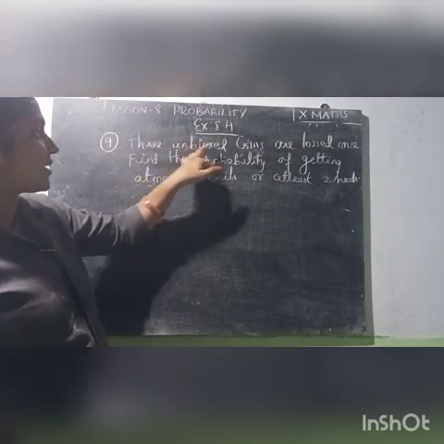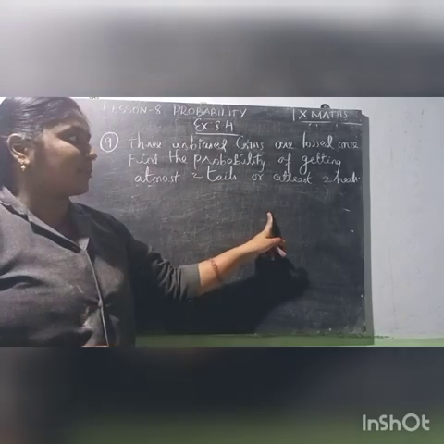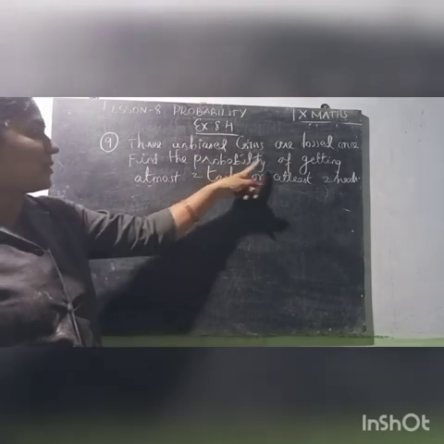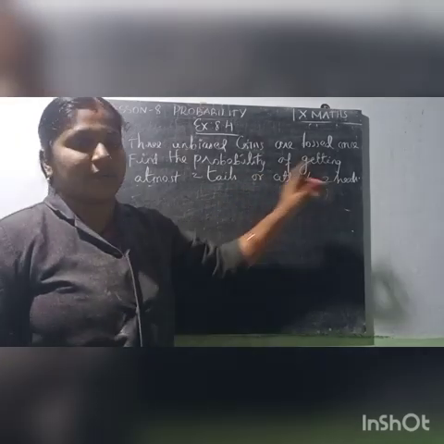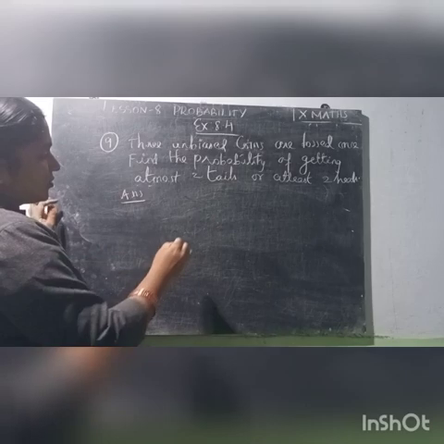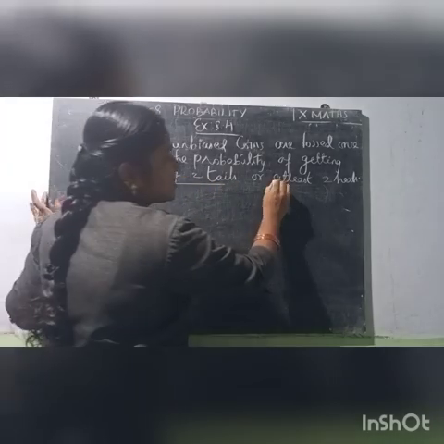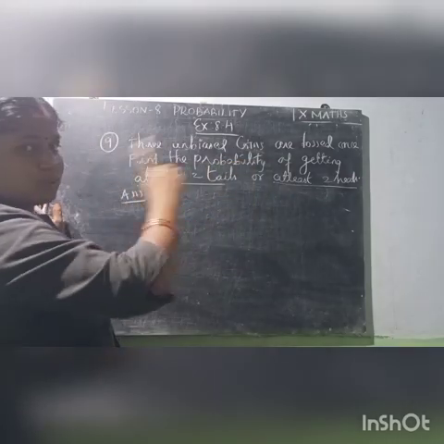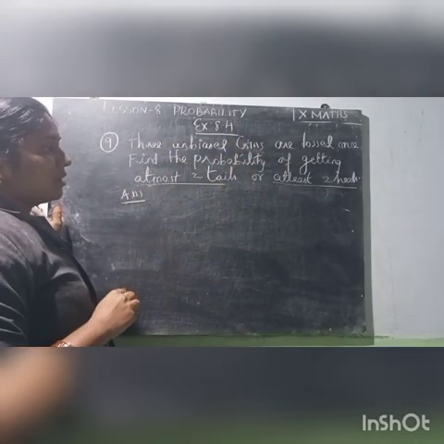See, 3 unbiased coins are tossed once. So we have to write the 3 coin sample space now. Find the probability of getting at most 2 tails or at least 2 heads. 2 events are there. At most 2 tails is the first event, at least 2 heads is the second event. So we have to use the addition theorem on probability formula, P of A union B.